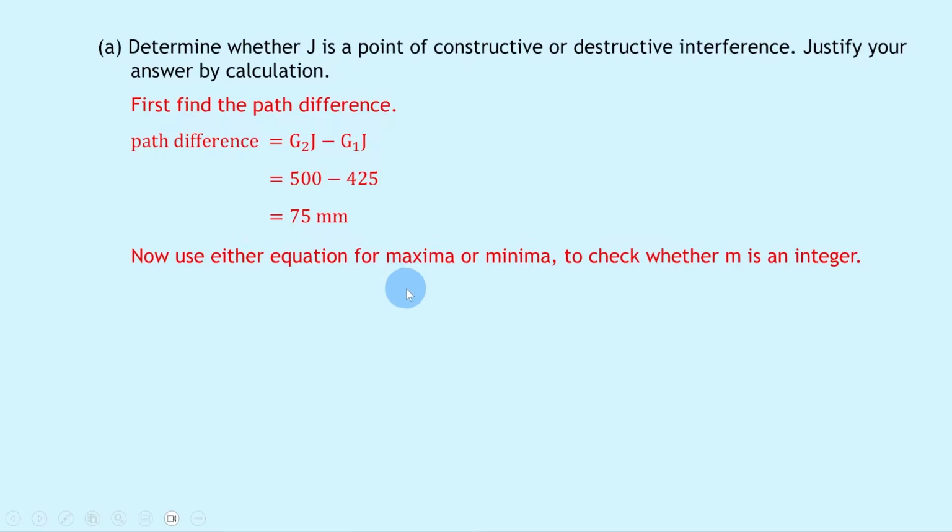So let's try using the equation for maxima, but you could also do this using the equation for minima. So we can say that for maxima, path difference equals m lambda, where m equals 0, 1, 2, and so on.